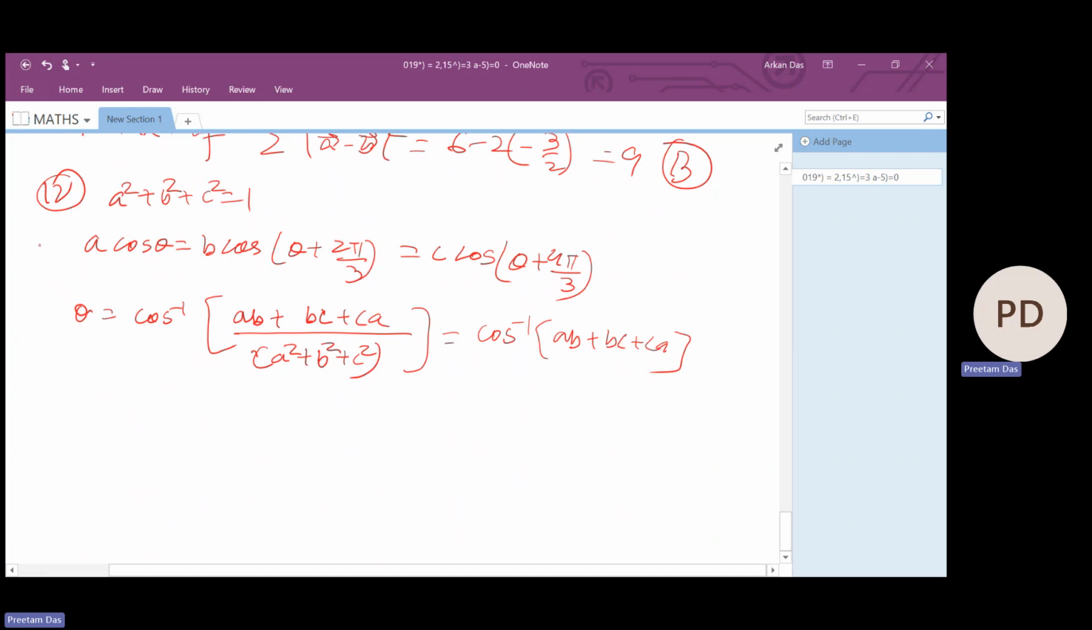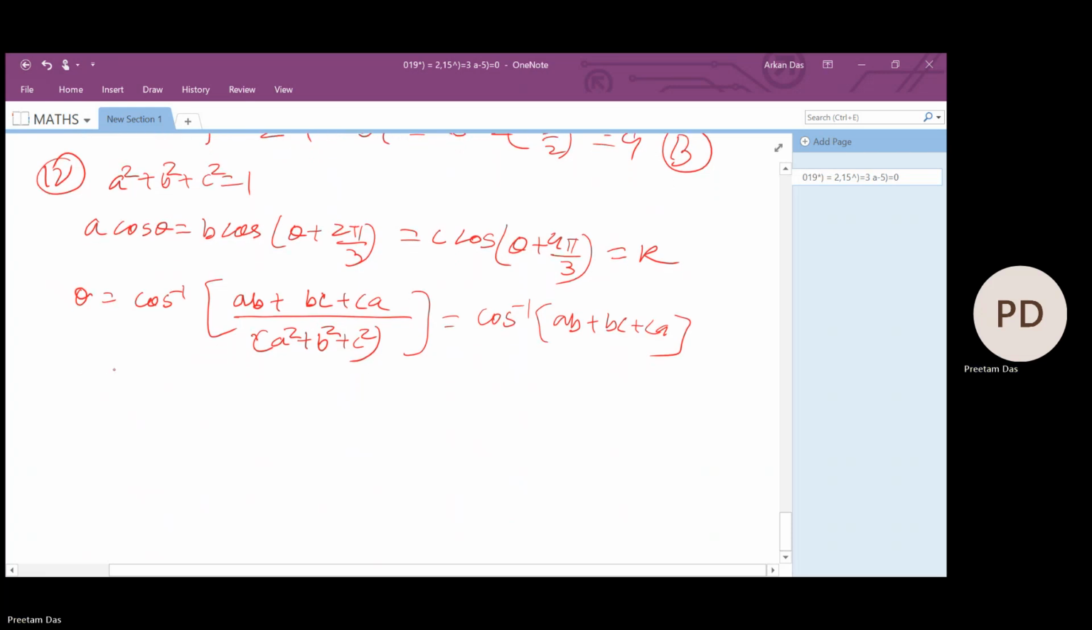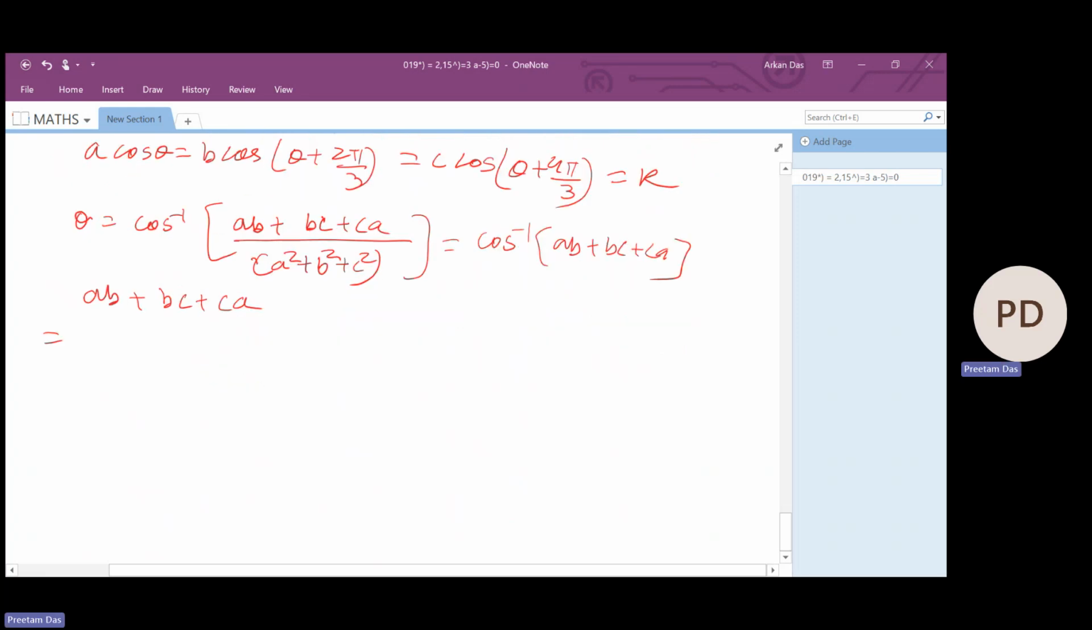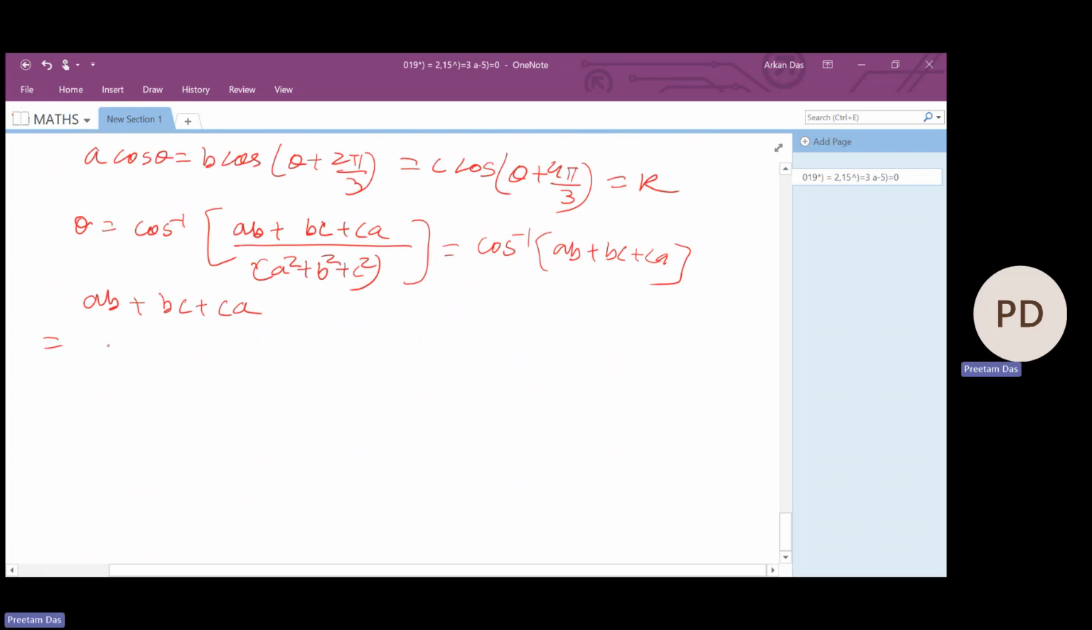For that, we have to use this equation. A similar problem is also there in the NCERT. So what do you do in this case? You consider them to be K. So now you get the values of A, B, and C. So let us evaluate the value of AB plus BC plus CA. What will be the value of A from this equation? It will be K by cos theta. K by cos theta, and then K by cos (theta plus 2 pi by 3). Similarly, the other two expressions will follow.